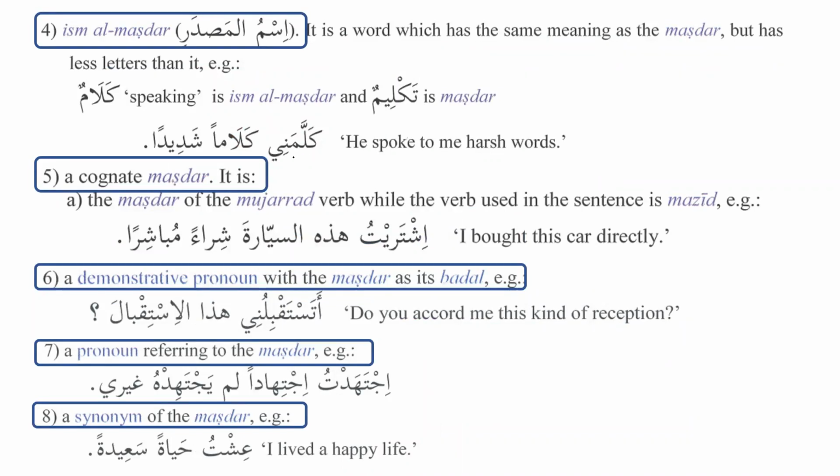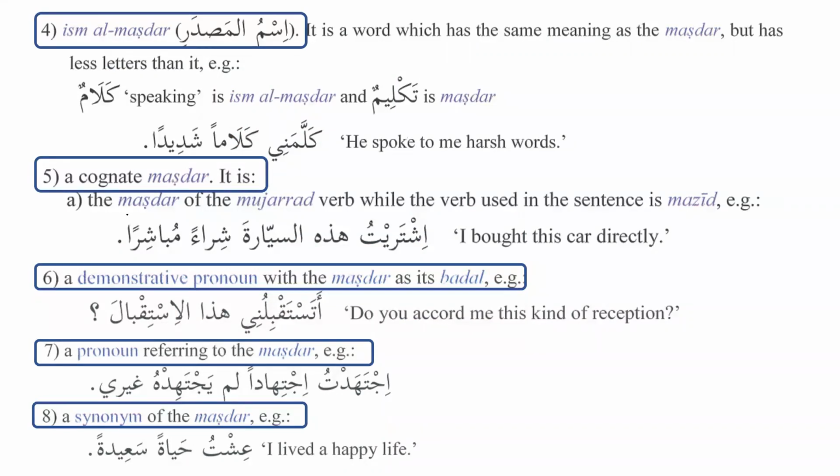For example, when we say kallamani kalaman shadidan, he spoke to me harsh words. This is ismal masdar, where it has been used instead of takliman. So instead of saying kallamani takliman, what do we say? Kallamani kalaman shadidan.